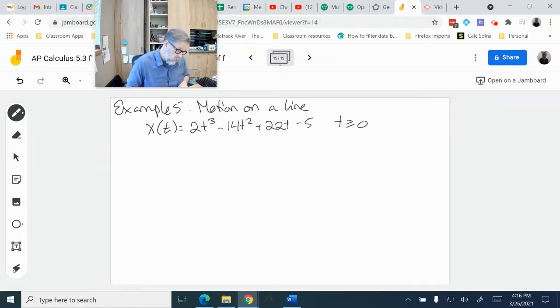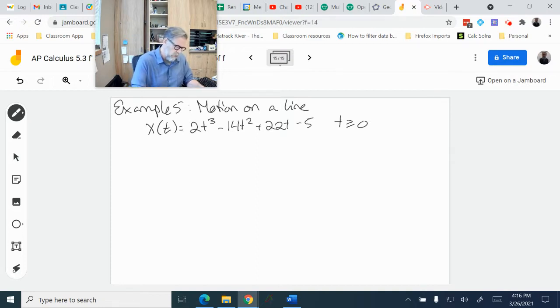Welcome to the fifth video in section 5.3. What I want to discuss right now is motion on a line. We've got a particle and its position can be described with this cubic for all time t greater than or equal to 0. And what we want to do is describe the motion.